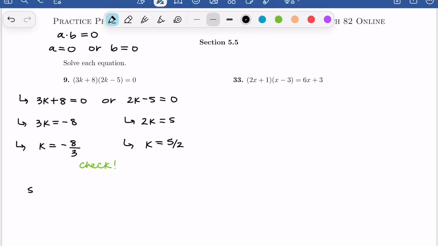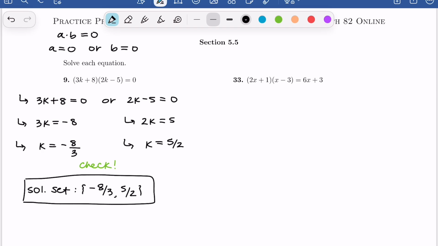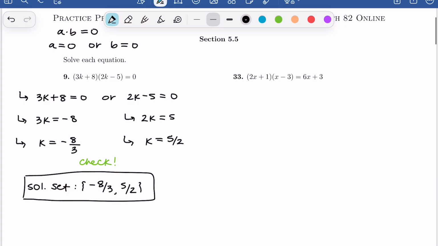We're going to write our answers as a solution set here. So our solution set is going to be negative 8 over 3 and positive 5 over 2. All right, so that's how we'd solve that one. Let's look at this next one here.